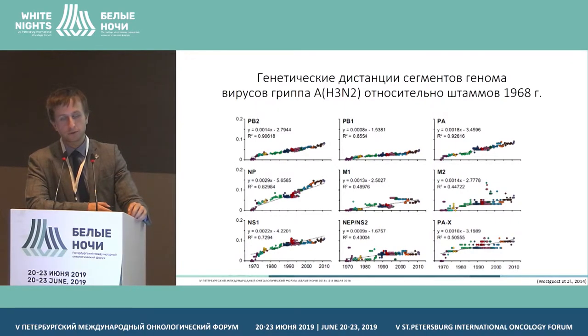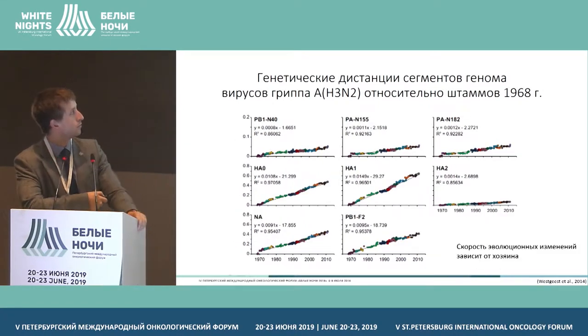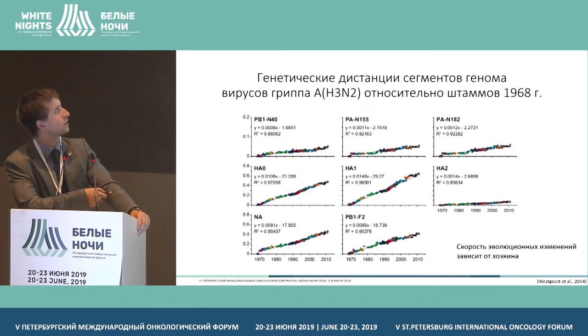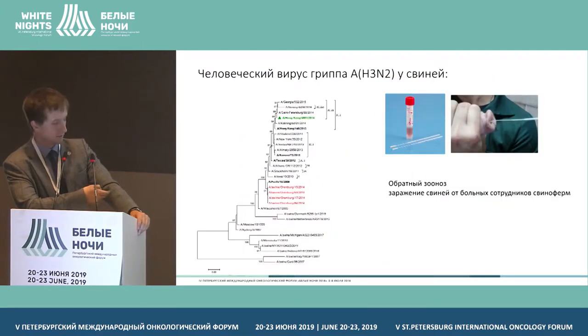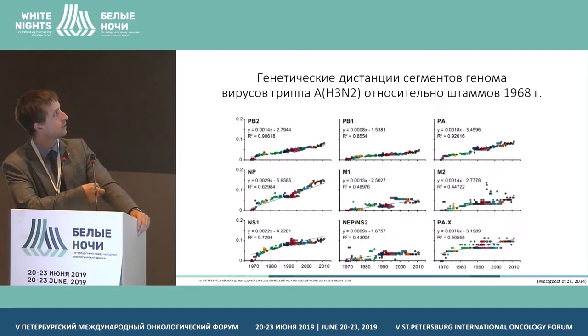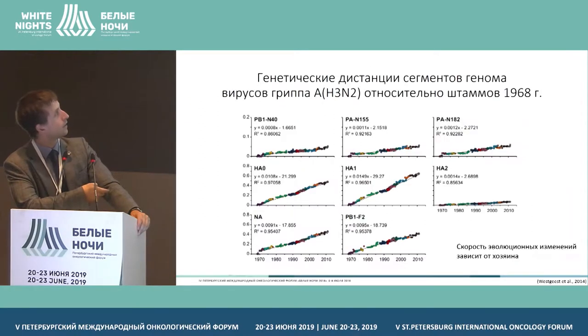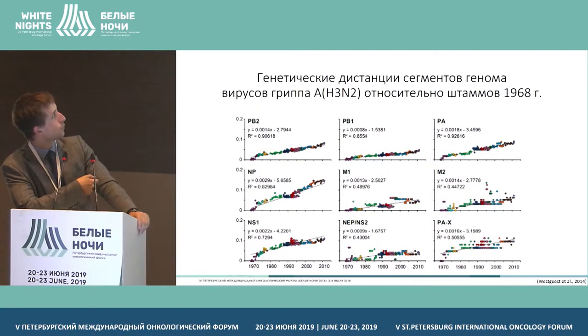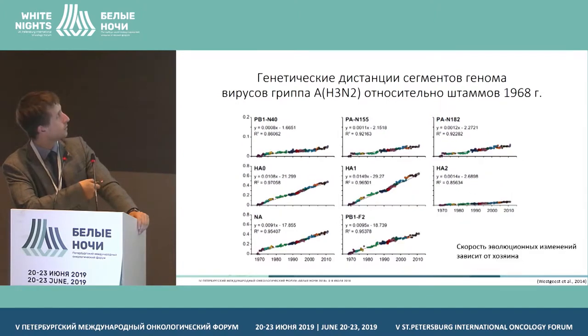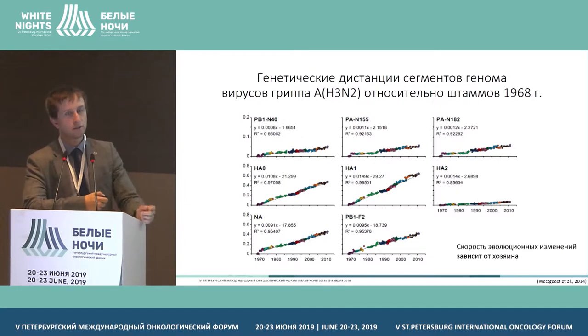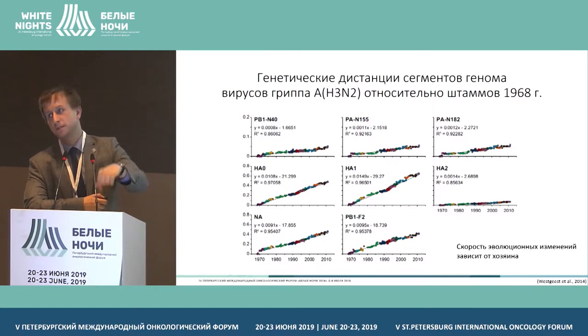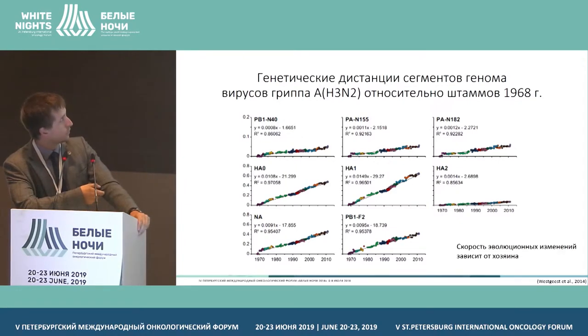If we look at the speed of evolution, we'll see the different segments evolve with various speed. We may expect that the highest speed of evolution, the highest accumulation of changes, will happen in HA. I didn't have enough space on one slide, but nevertheless, you may see that here we have point 2, and here 0.8 replacements for the position in this particular protein.